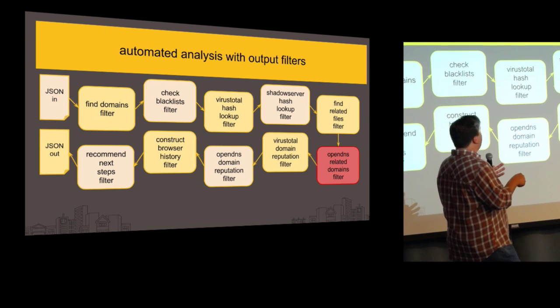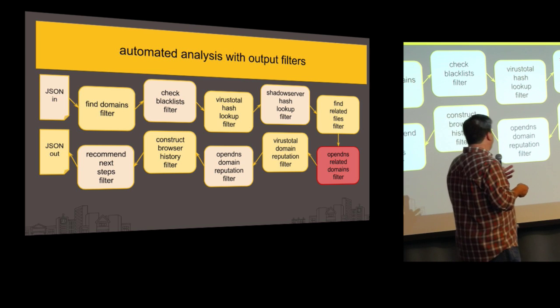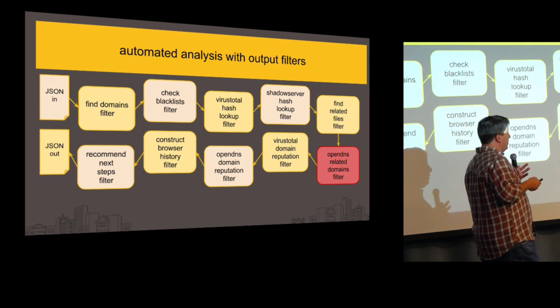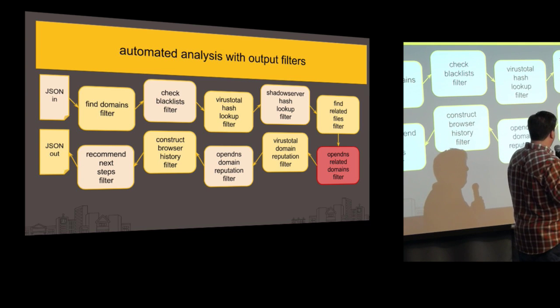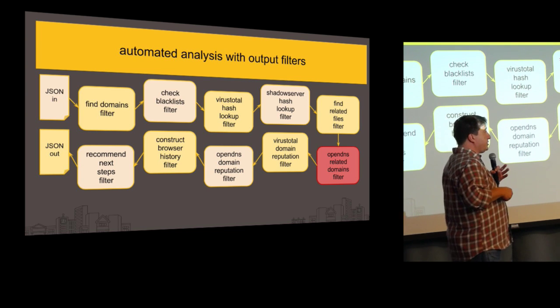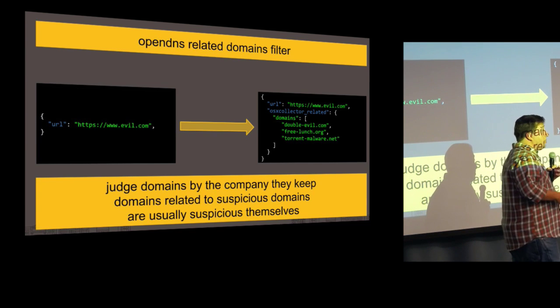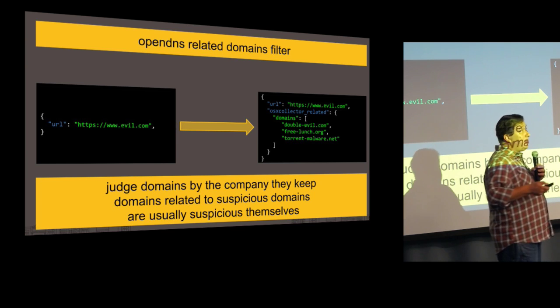We go and talk to a bunch of networks, a bunch of services over the network that give us cyber threat intelligence. That's like a fancy buzzword, but I can use it. I like fancy buzzwords. So we'll talk about the OpenDNS related domains filter. We pay OpenDNS money to use their APIs and learn about domains from them.